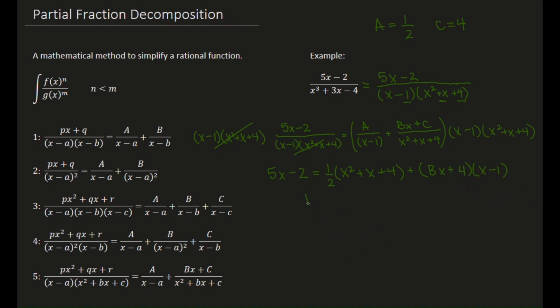Now I'm going to let x equal negative 1, because I don't want it to equal 0 or 1, because I want to actually solve for b. The left-hand side becomes negative 7. The right-hand side becomes 2 plus, this is b times negative 1 plus 4 multiplied by negative 1 minus 1 half.